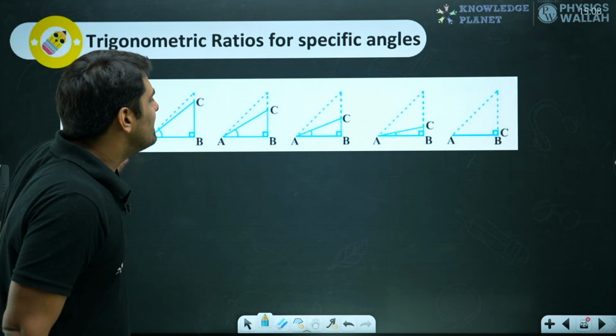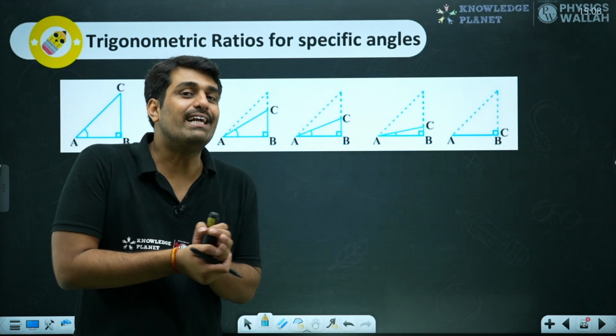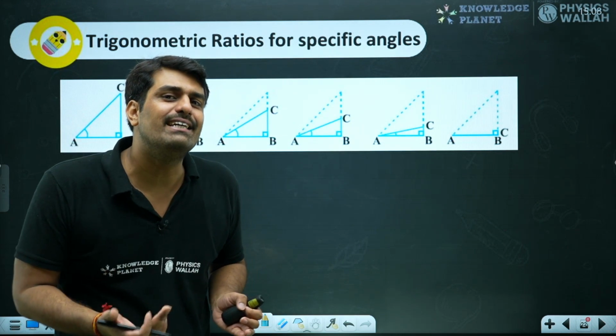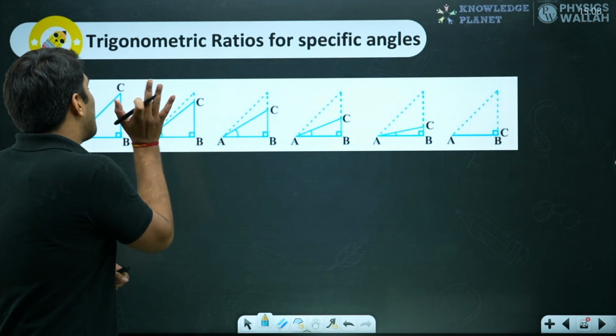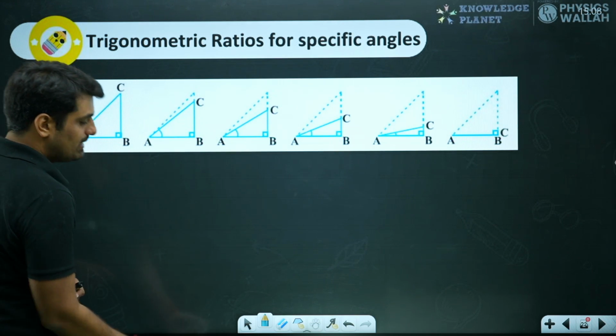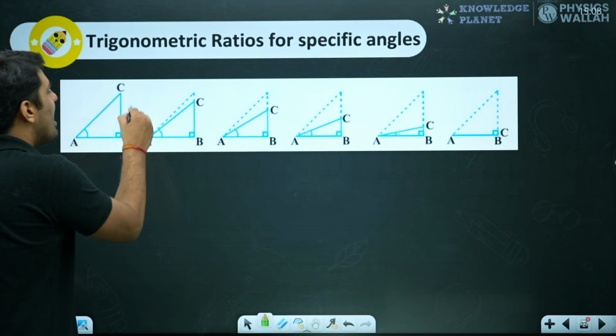Over here, this figure is to indicate how we get these values. How do we know that sin 0 is 0? How do we know that cos 90 is 0? How do we know that cos 0 is 1? Basically, this is a triangle ABC. Over here, this is our perpendicular.